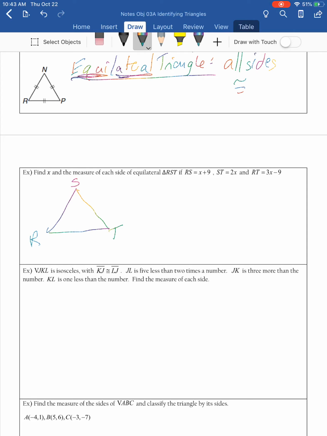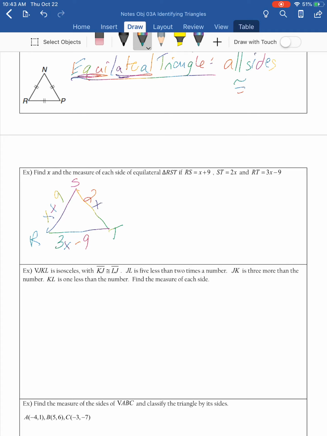It says the distance from R to S is x plus 9. The distance from S to T is 2x, and the distance from R to T is 3x minus 9. And the big thing that I know is that all of the sides are congruent. So it says solve for x and find the measure of each side.